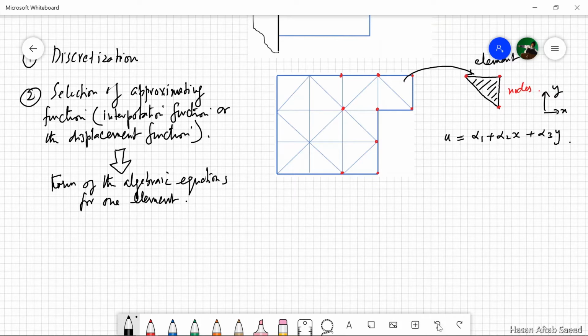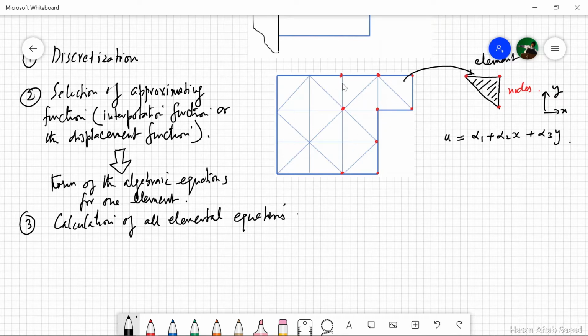And the third step for any FEM program is calculation of all elemental equations. We do it for this one element and then you do it for the second one, third, fourth, and that is how you cover the whole domain. Now the fourth step is to assemble these elemental equations to obtain system equations.